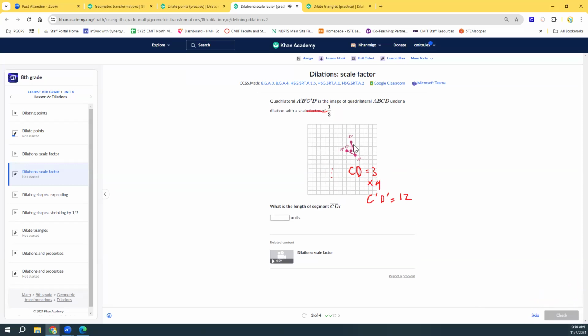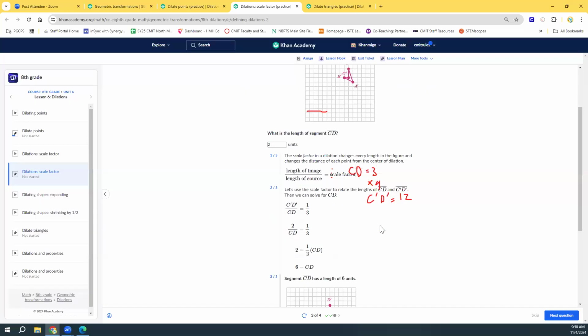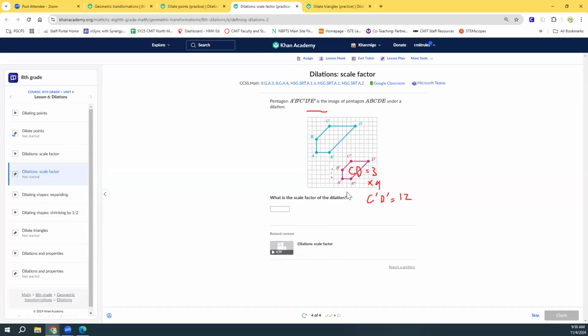That was great. Okay, and you can try this one, similar thing. I'm just going to skip that one. And this one, again, pick a corresponding side, do image divided by pre-image. All right, you guys are going to have so much fun. So I'm going to stop right now so you can start.